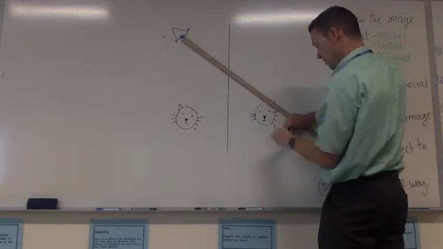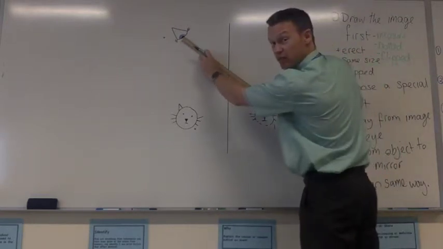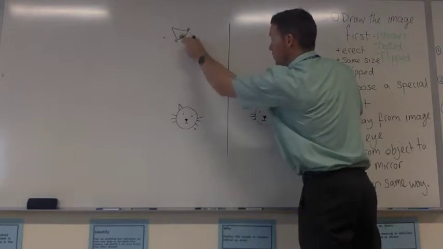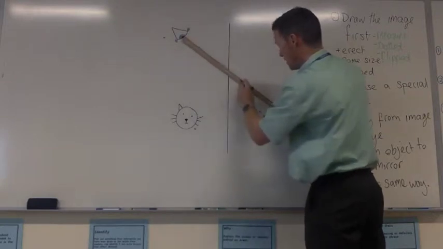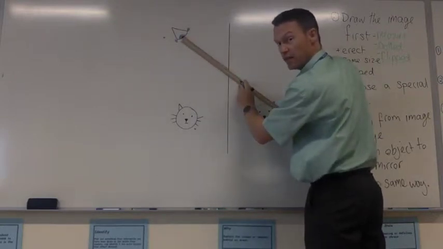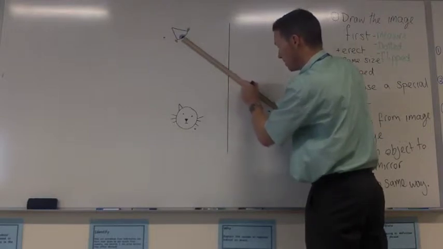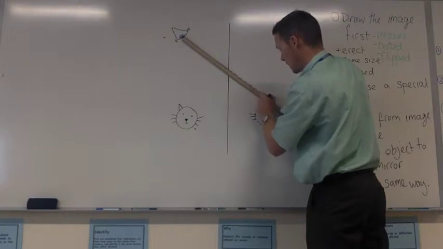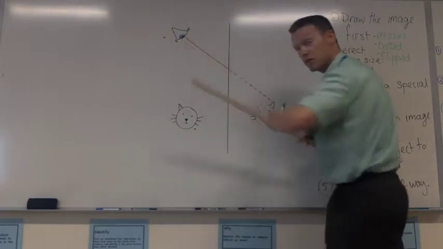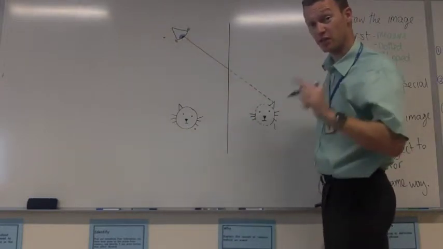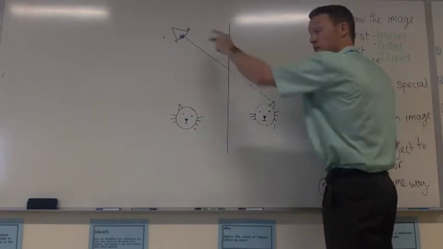When you're doing it, nice straight line, the only part of the ray which is real is the bit in front of the mirror. So I'm going to draw that as a solid line. The bit behind the mirror is just imaginary. So I'm going to do it as a dotted line. Because it's a ray, I have to show the direction the light goes, and it goes from the mirror towards the eye.